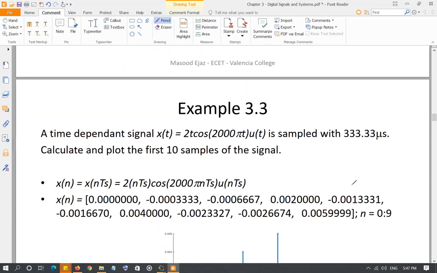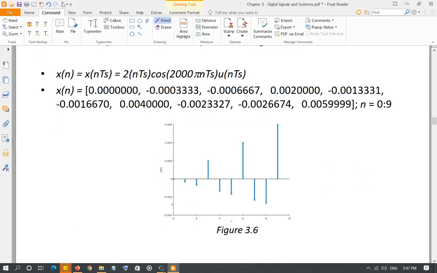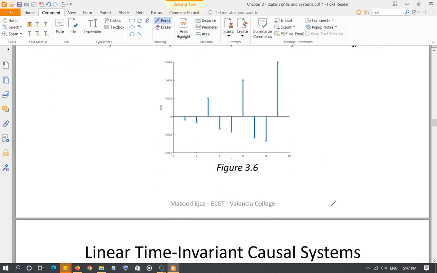Example number 3: a time dependent signal x of t is this, sampled with 333 microseconds. Plot the first 10 samples of the signal. So it's just the plotting of a digital signal. x n is equal to x of n T s, and you take n, right? First 10 samples means you're going from 0 to 9. n will start from 0 and go up to 9. So 0, 1, 2, 3, 4, 5, 6, 7, 8, 9, 0 to 9 right here. And you can calculate those samples and plot those samples.